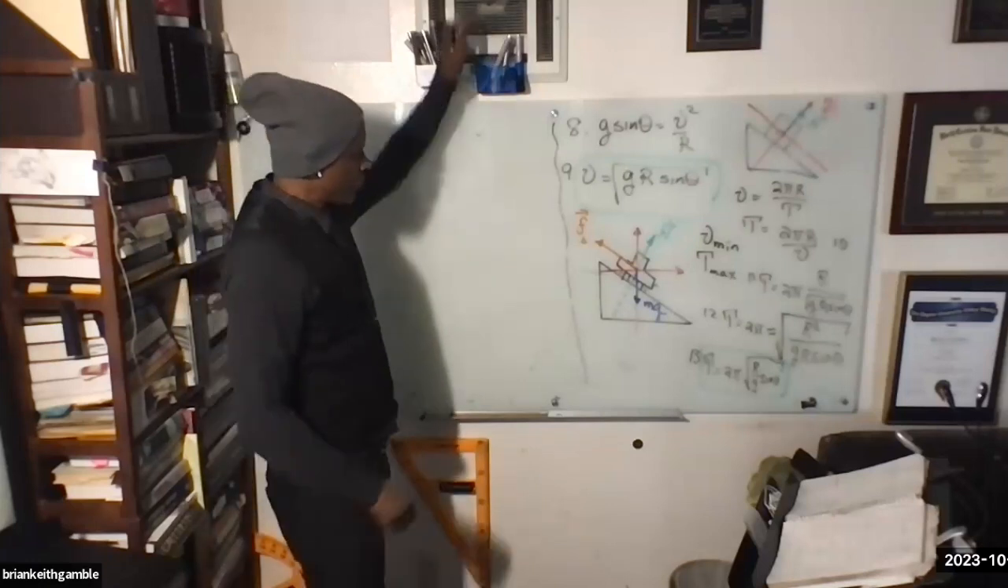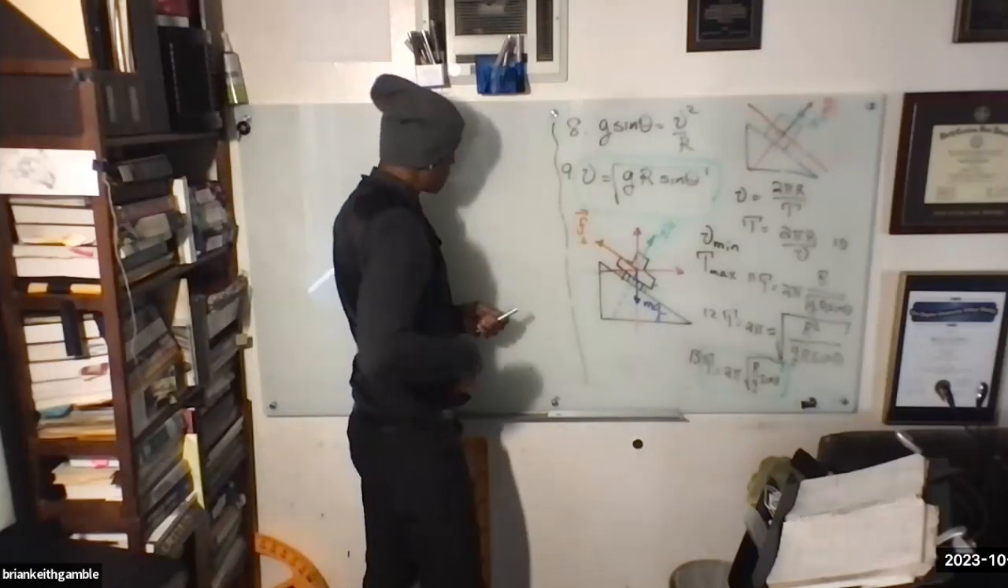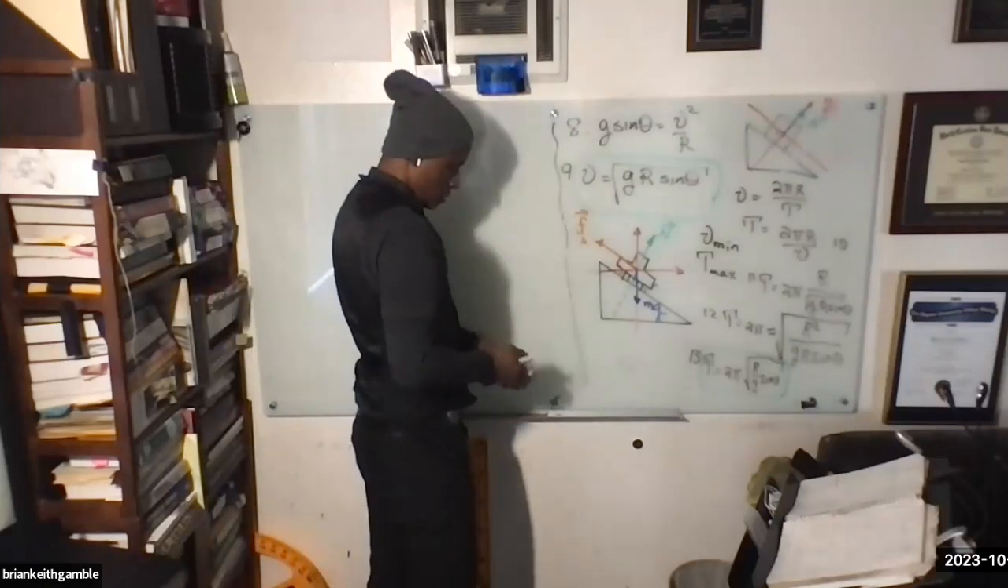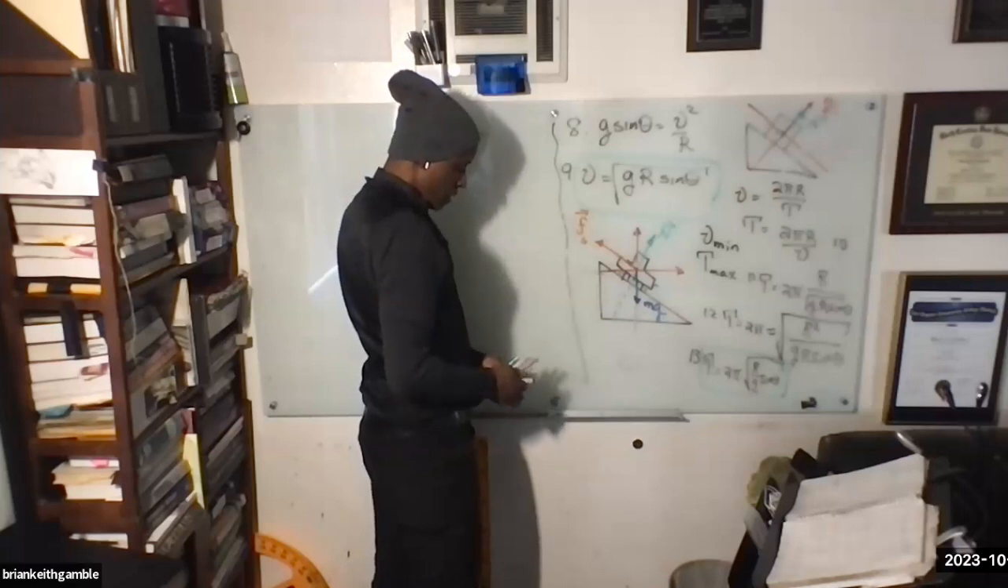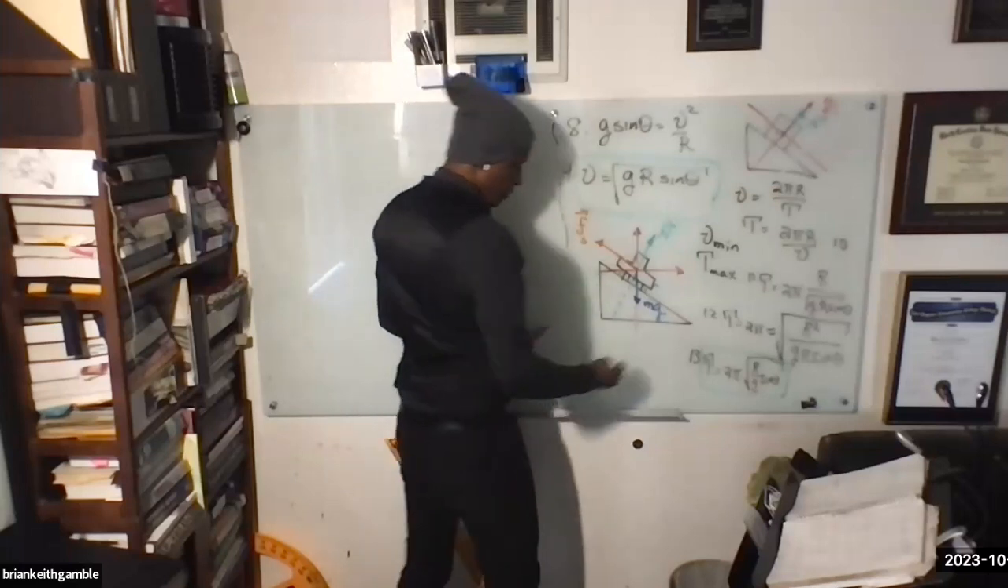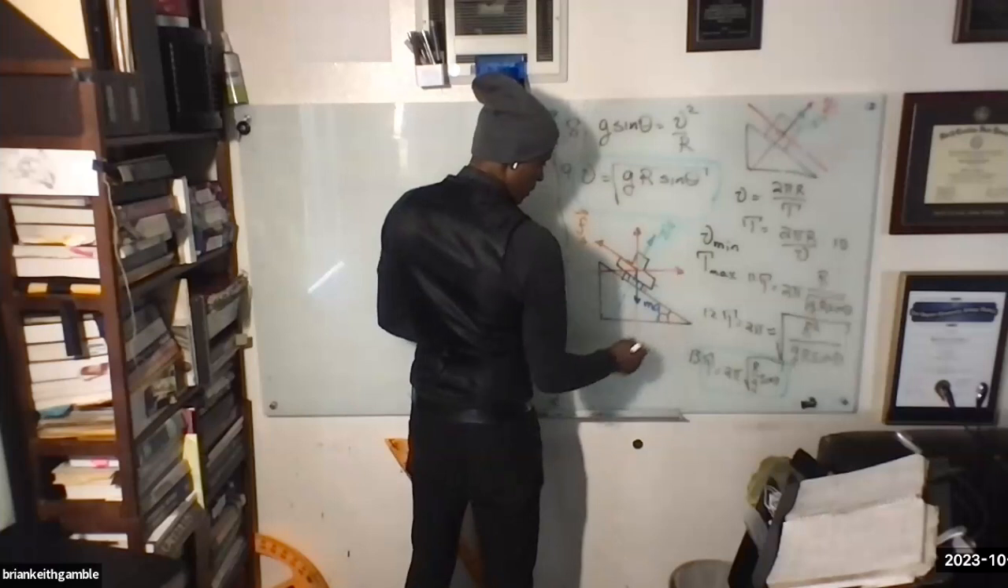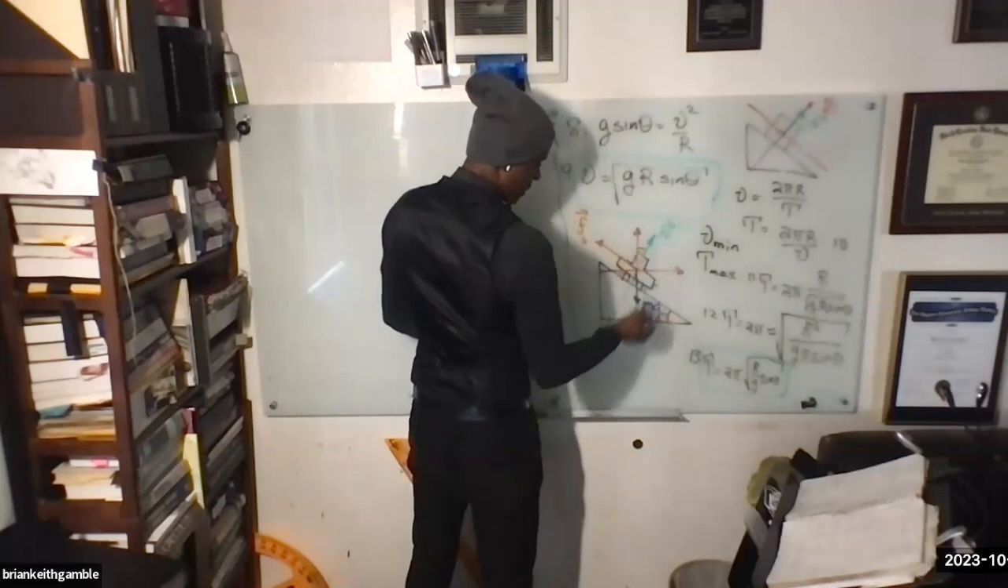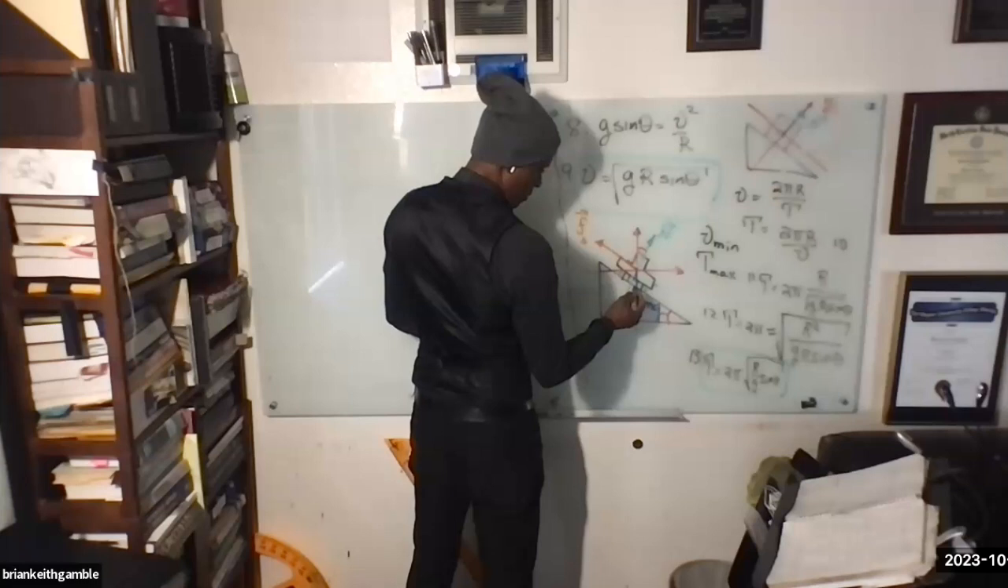Well, if you look at it from this point of view again, prove it for yourselves that if the plane angle is theta here, then this is going to be theta. And that's 90 degrees, so this is also theta right here.